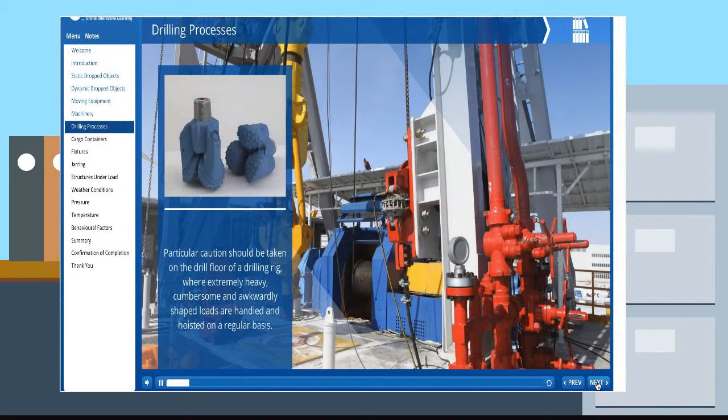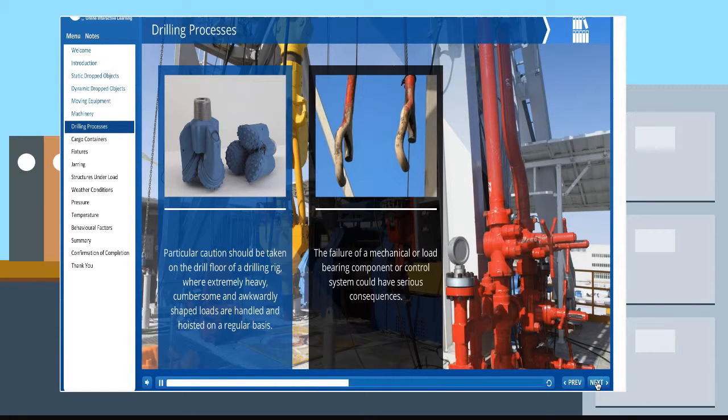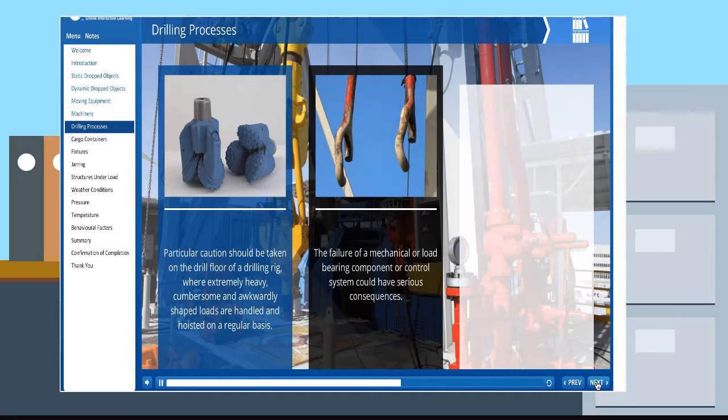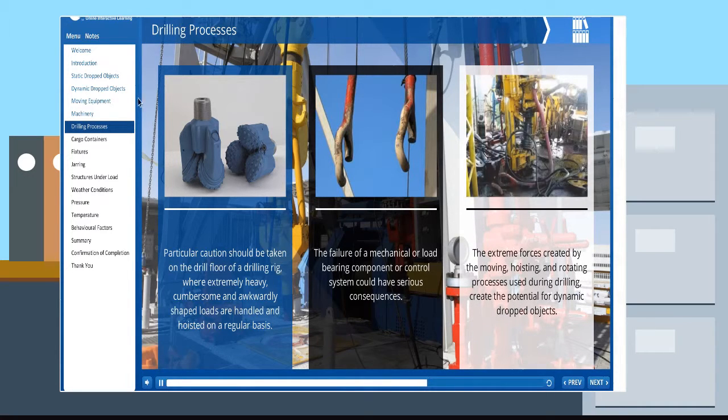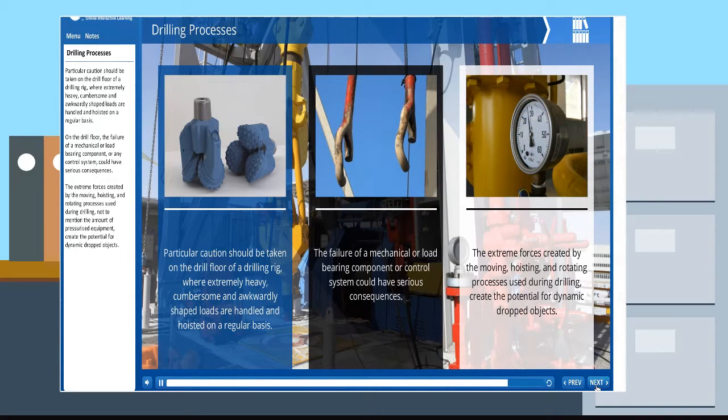Particular caution should be taken on the drill floor of a drilling rig, where extremely heavy, cumbersome and awkwardly shaped loads are handled and hoisted on a regular basis. On the drill floor, the failure of a mechanical or load-bearing component or any control system could have serious consequences. The extreme forces created by the moving, hoisting and rotating processes used during drilling, not to mention the amount of pressurized equipment, create the potential for dynamic dropped objects.